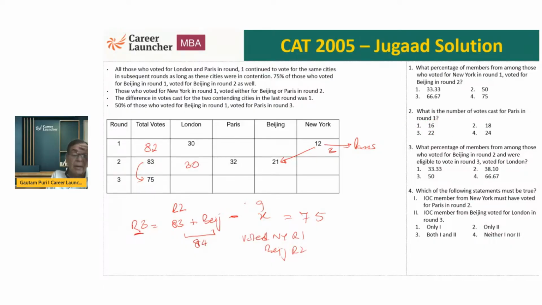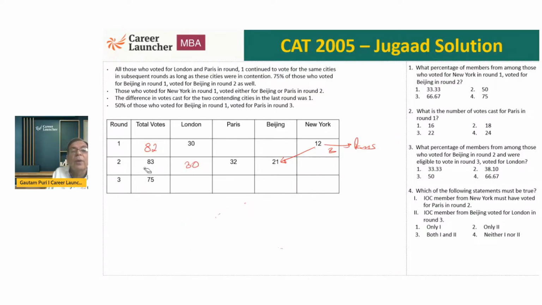In round 3, there are 83 voters, 75 voters. Sorry, round 3 has got 75 voters. Round 2 had 83 voters. From round 2 to round 3, 83 voters plus Beijing makes it 84. Minus 9 voters have to be eliminated to get to 75. That means there are 9 voters who voted for New York in round 1 and Beijing in round 3. Now you can start working accordingly once you have established this.